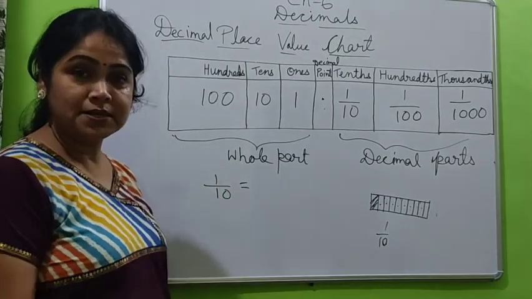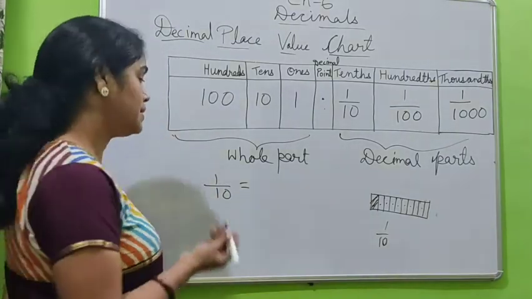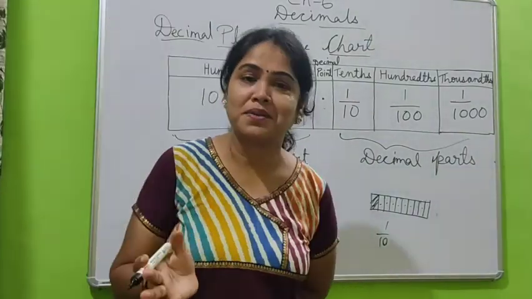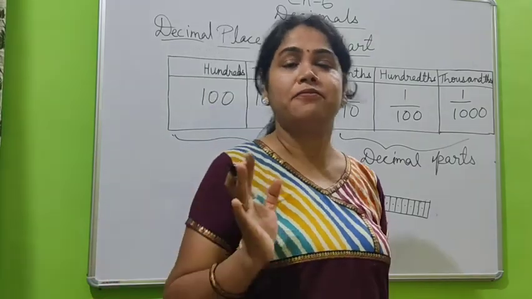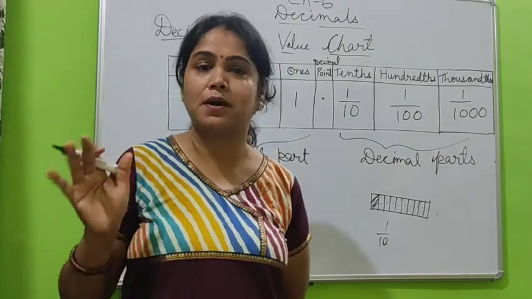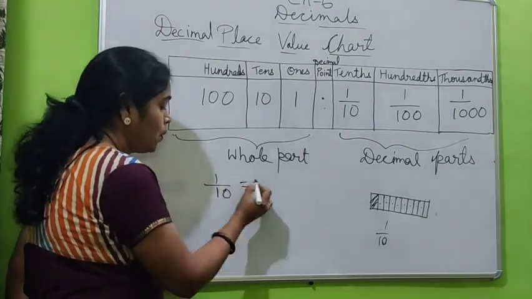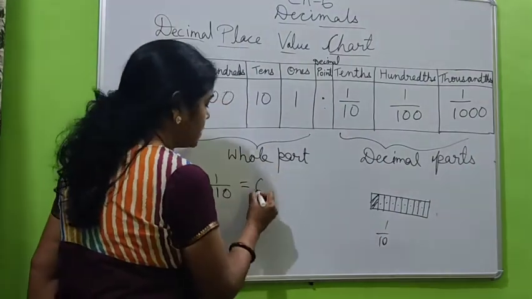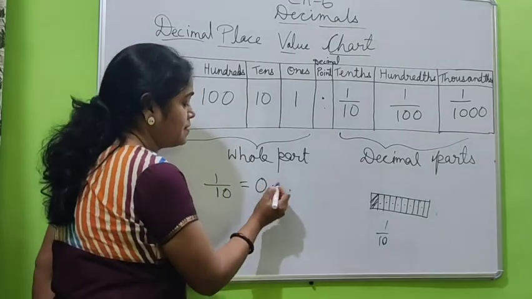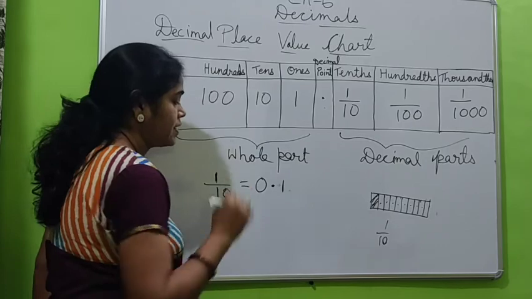So, can we write 1 by 10 in decimal? Yes. Whenever the denominator is 10 or 100 or 1000 or 10,000, we can write a fraction in decimal. And if it is not, we have to change it into 10, 100, 1000. So we can write the decimal now in this way. Since the whole part is nothing here, it is less than 1, we will write 0 and then a decimal point. Since the tenths place comes after the decimal, and at the tenths place there is 1, we will write 1.